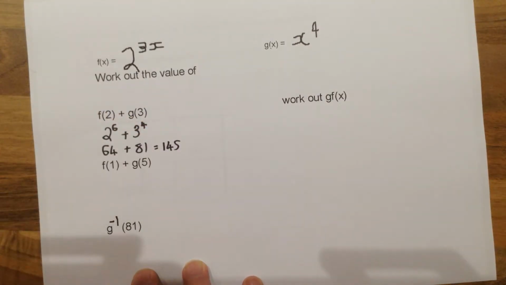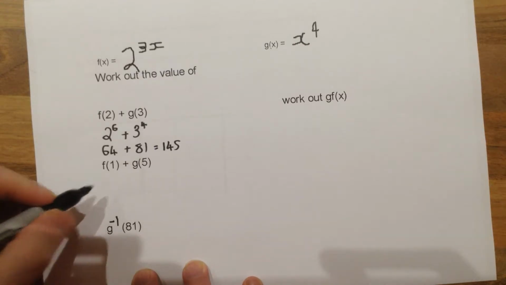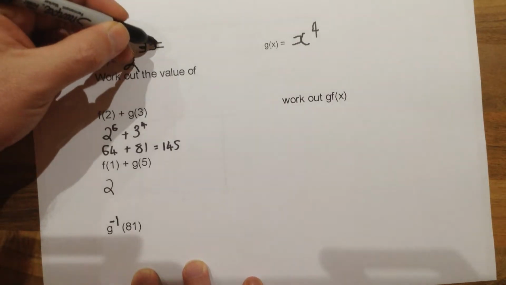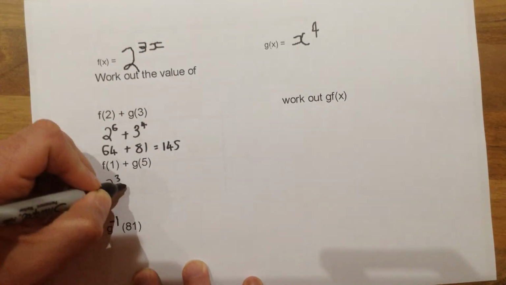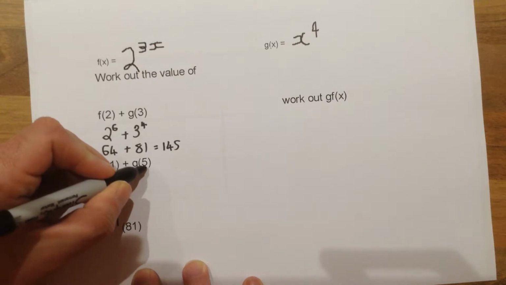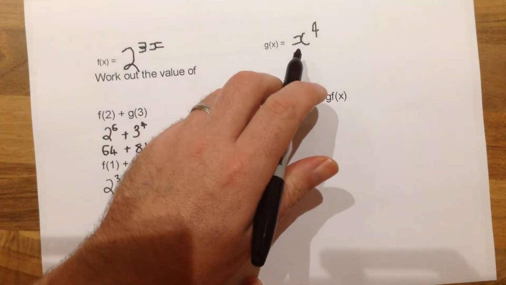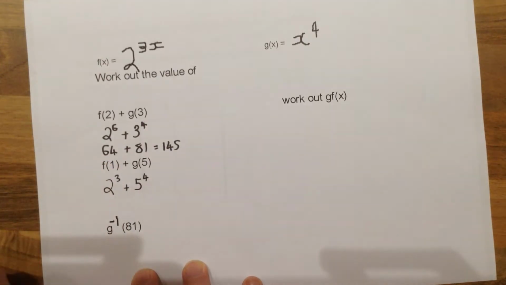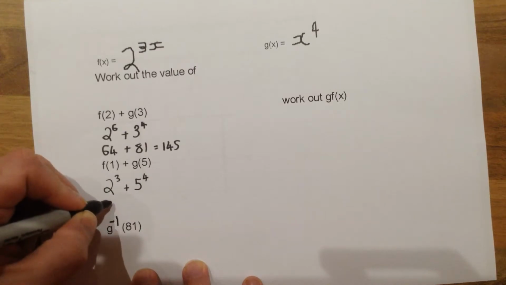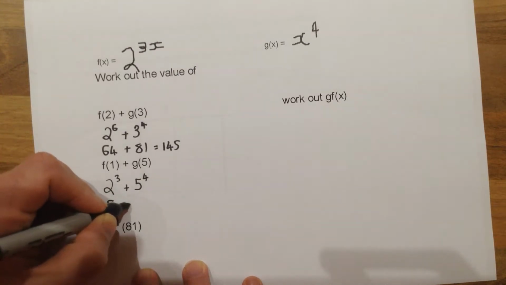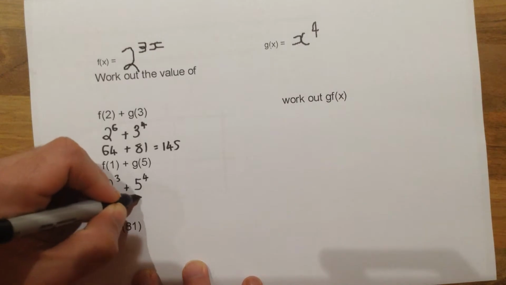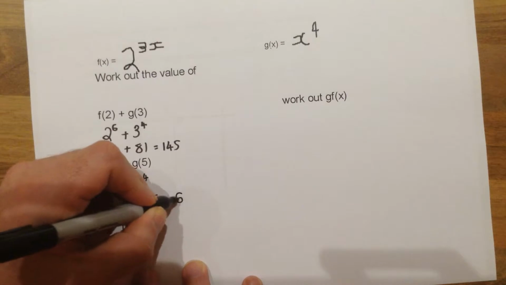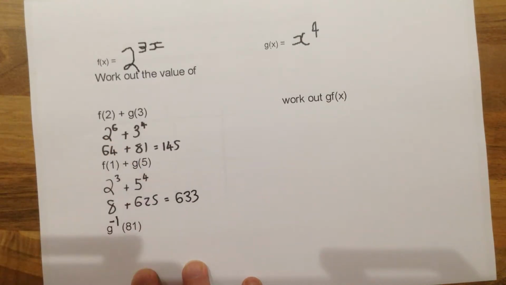We do the same for the next one. F of 1 means that we would do 2 to the power of 3 times 1, so 2 to the power of 3, plus g of 5, to replace this letter x with 5 to give us 5 to the power of 4. Again, using your calculator, 2 to the power of 3 gives us 8, plus 5 to the power of 4 is 625. So if we add these two together, it gives us 633.